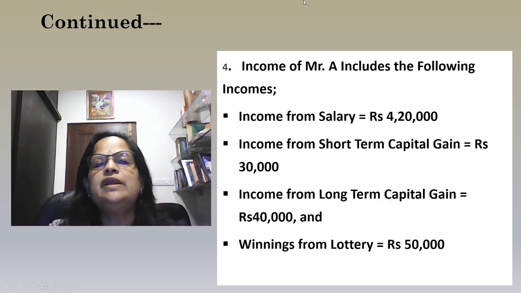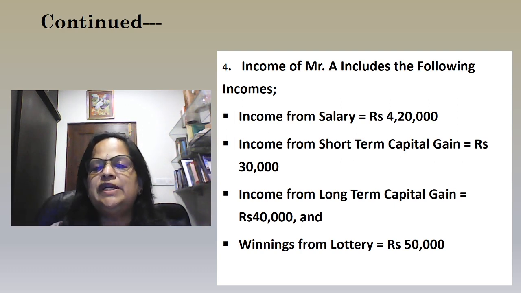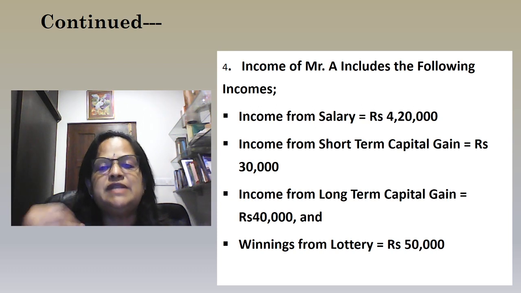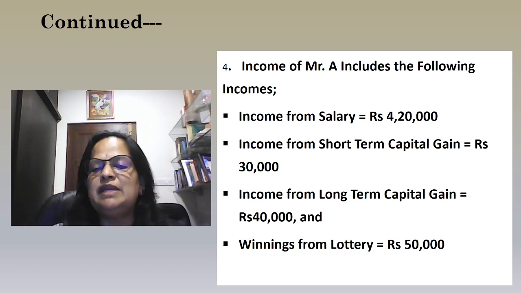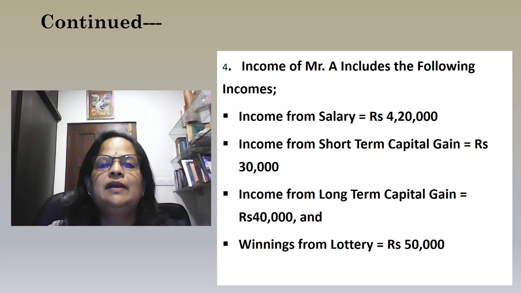Now the fourth question: income of Mr. A includes the following. Income from salary 4,20,000. Income from short-term capital gain: special rates would apply, but here securities transaction tax is not paid, so the special rates will not be applicable. Value is 30,000. Income from long-term capital gain, special rate applicable at 20%, value 40,000. Winnings from lottery 50,000, where the 30% tax rate will be applicable.